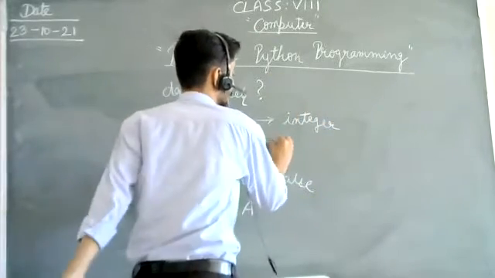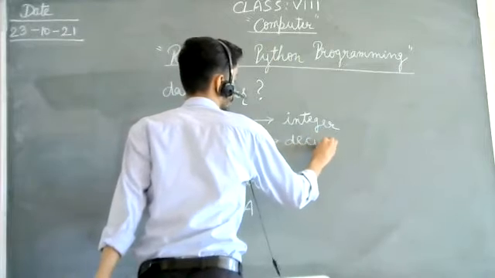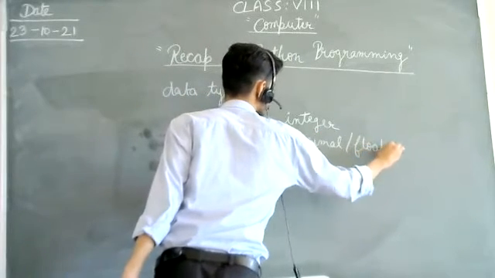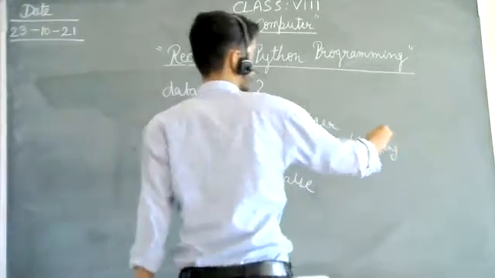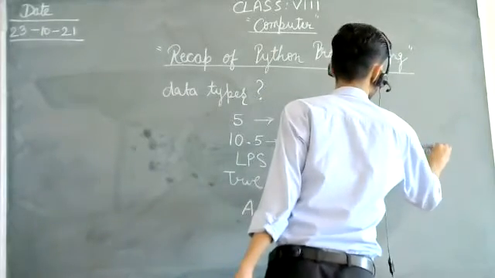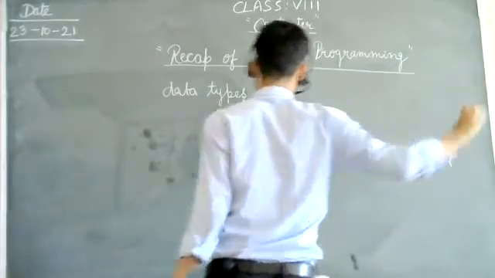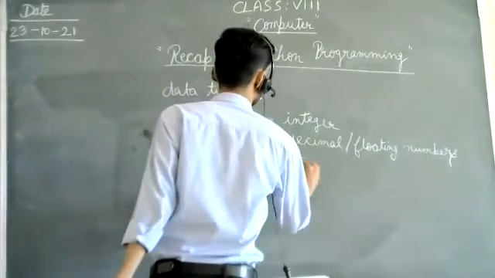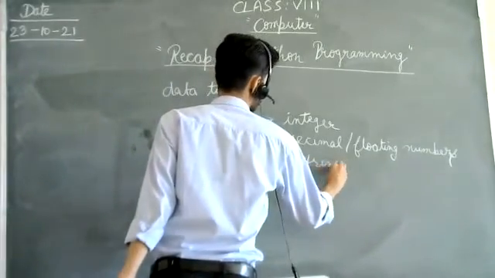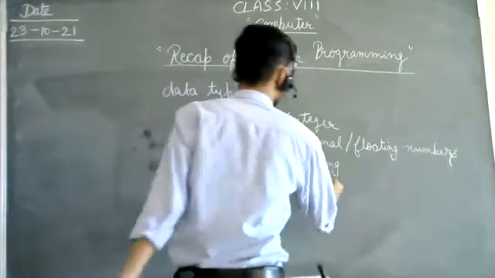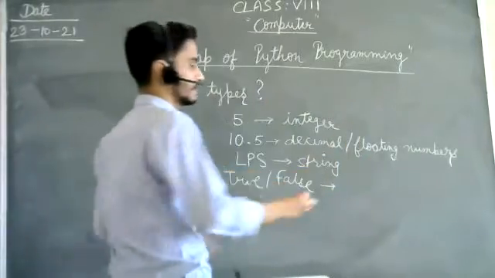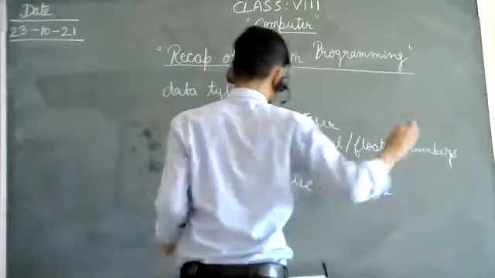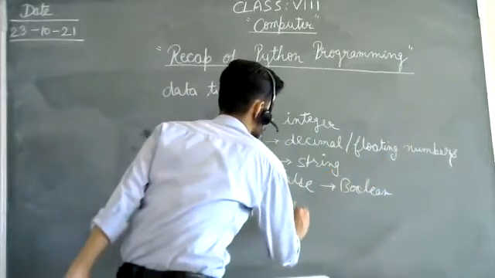This is my decimal number, or I can say float number. Floating numbers. Okay. LPS, it's a string. And true or false will be referred to as boolean. And this is a character.